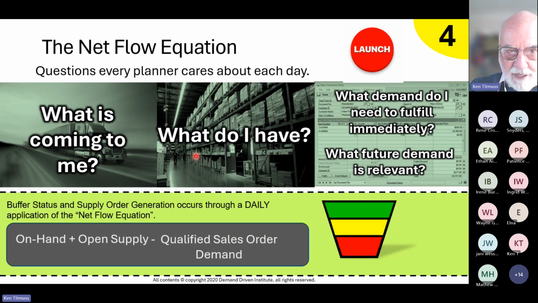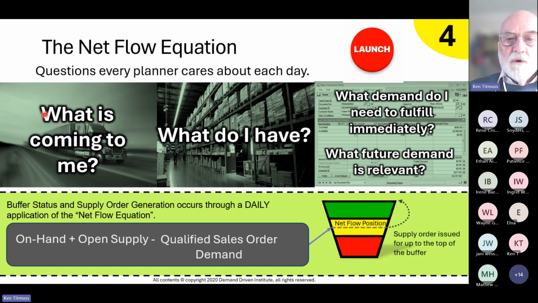And what is the net flow equation? It is what I have on stock plus what I have coming in, what's on open supply, minus any qualified demand orders. That is, what do I need to fulfill immediately, and is there any future demand I need to take into account? If that number puts me below the green zone, either in the yellow or the red zone, that's my net flow position. I then order up, or I get a recommendation to order up, to the top of green. It's as simple as that.